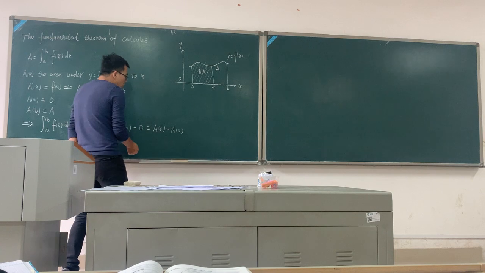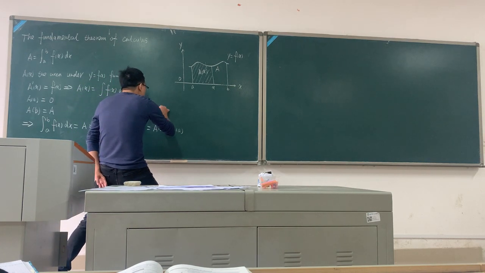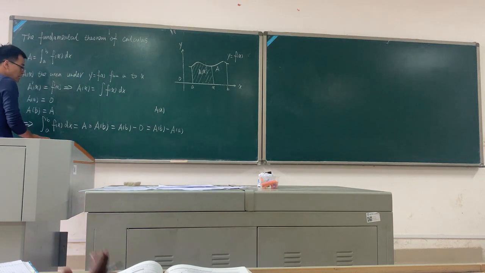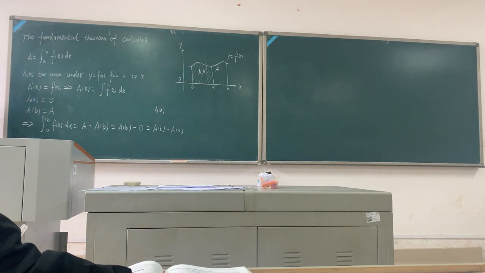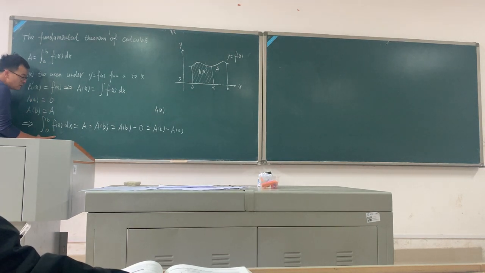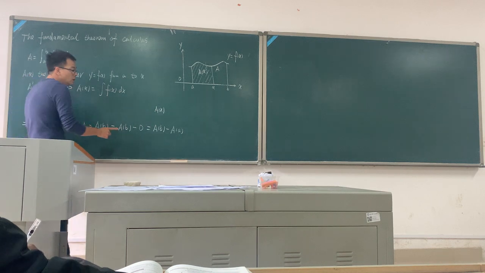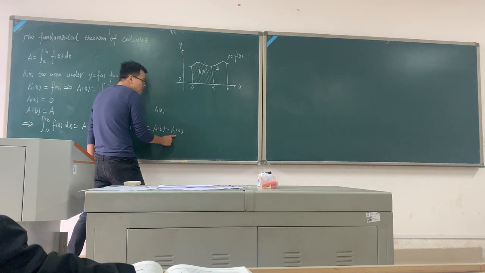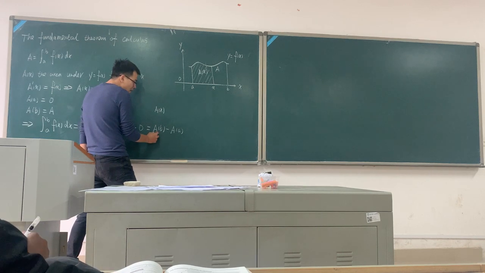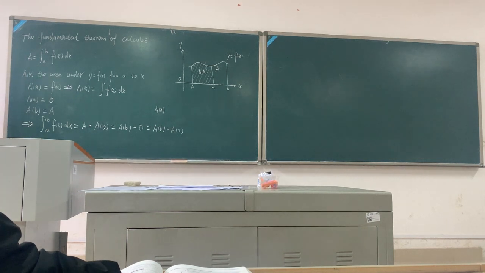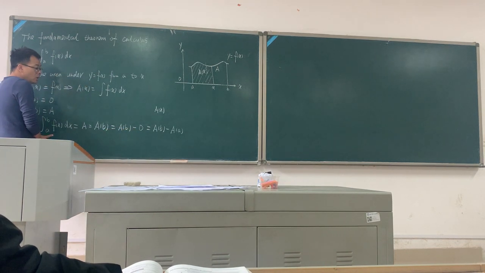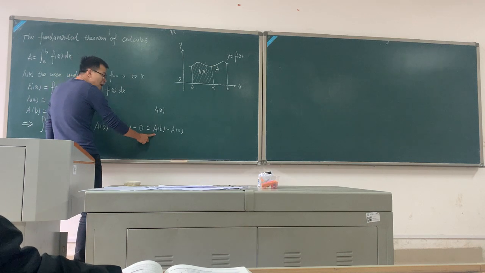This function A(x) is an antiderivative of f. It means the definite integral of f from a to b equals A(b) minus A(a), where A is an antiderivative of the integrand. So now we have a question: what if there is another antiderivative of f?